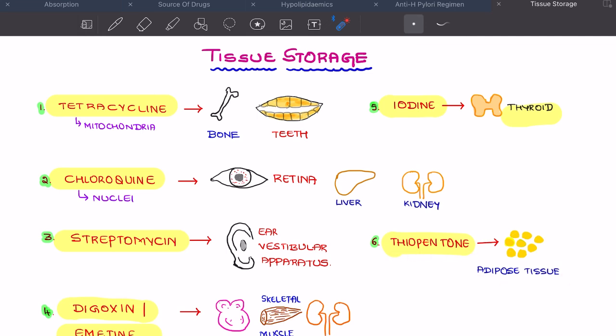Apart from that, a very important point you need to remember is tetracycline will get accumulated inside specific intracellular organelles like mitochondria. Please remember, tetracycline can get accumulated inside by selectively binding to a specific intracellular organelle, that is mitochondria. Similarly, chloroquine can also selectively bind to a specific intracellular organelle, that is nuclei. So this was about the class on drugs and their tissue storage.